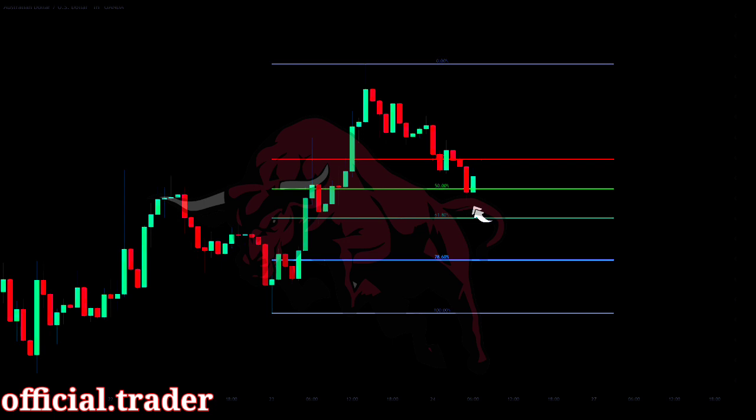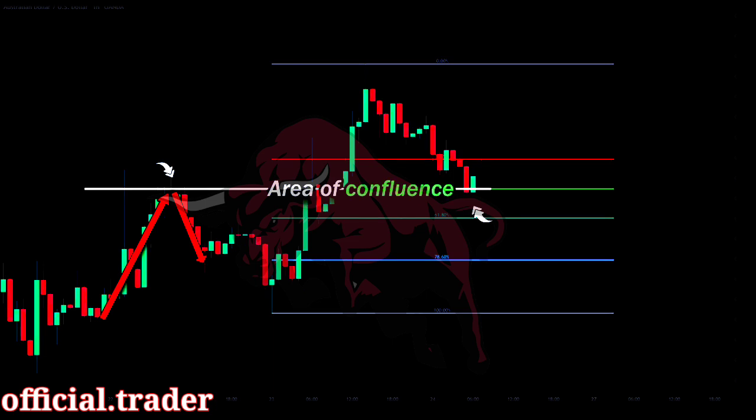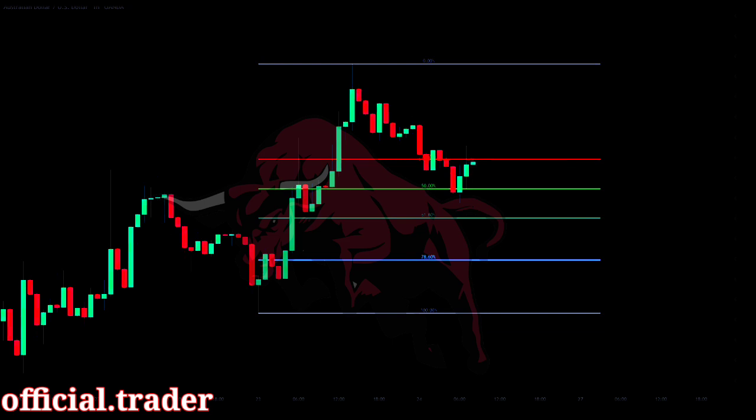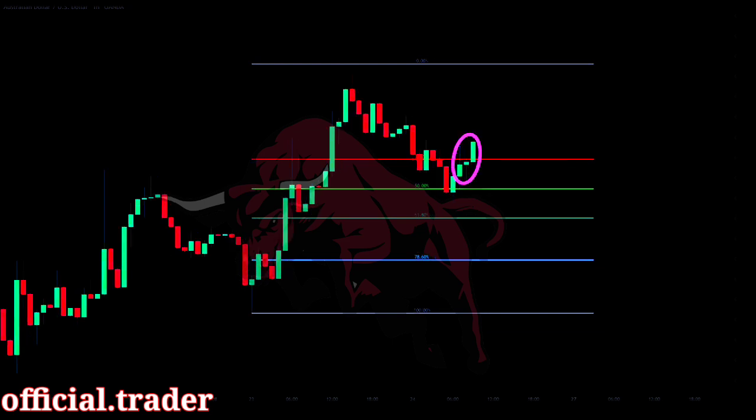Now, if you look closely, you can actually see that this level is also aligned with the previous resistance level, because at one point, the price went up to this level and reversed downwards, meaning we now have an area of confluence, and usually, price has a higher chance of bouncing at this level. And to further confirm that, we can see that the next candles after that are multiple green candles breaking above the 38.2% level.